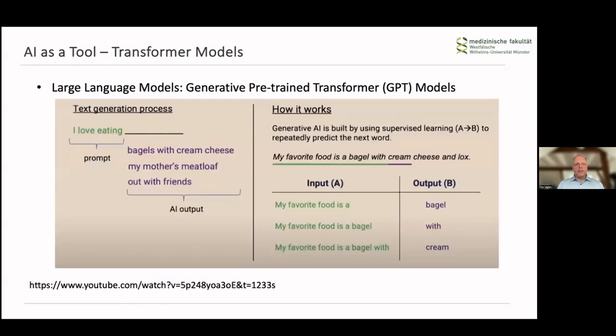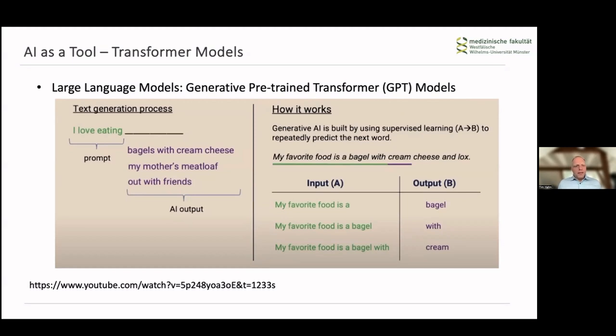And the way that they're generally trained is quite simple. So basically, you try to predict the next word. In most cases, you try to predict the next token, but that's a technical differentiation we can discuss later. So let's just pretend what we're trying to do is to predict the next word. If you have a sentence like, I love eating, then this could be bagels with sour cream, or my mother's meatloaf, or out with friends, which are quite different answers. And you train a model by providing these words step by step and always predicting the next one.